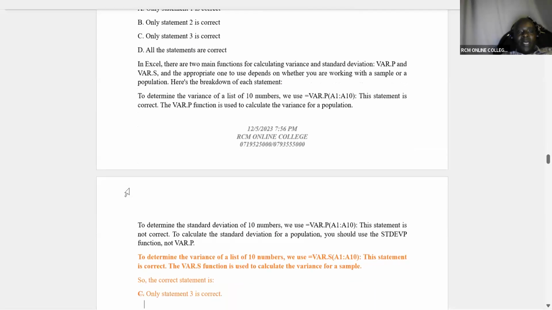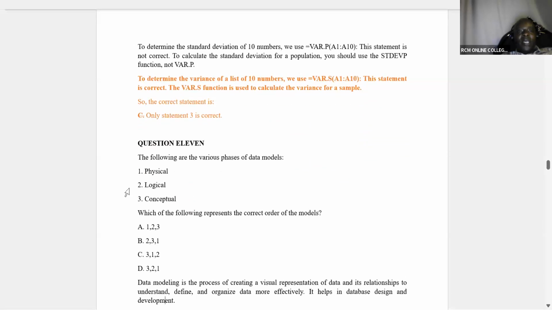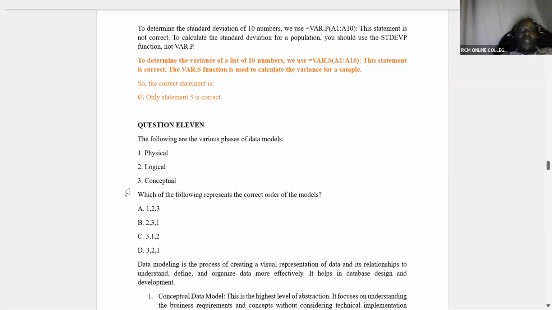Now, ladies and gentlemen, C3 is correct, yes. The following are the various phases of data models. We have physical, logical, conceptual. This one I cannot even take my time on. This is very easy. Just like the house, I've given you a very good example, the correct steps here. One, it will be conceptual, isn't it? From there we go logical. From there we go now physical.